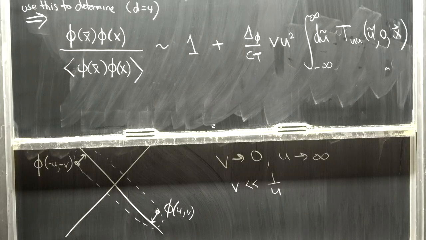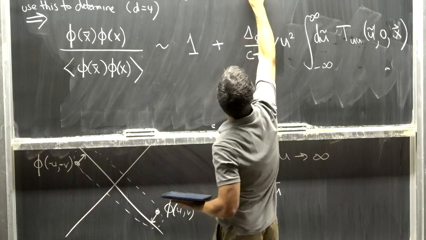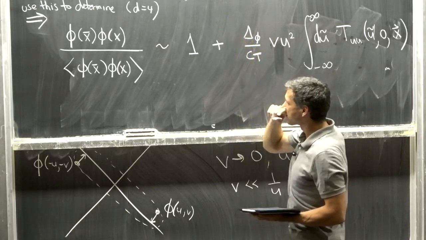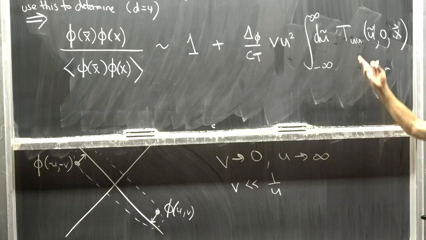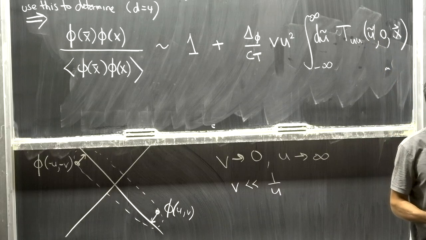Good, I didn't define C_T. C_T is the coefficient that shows up in the TT two-point function, and it's related to the anomalies, but that's just what we usually call it. Thank you. Other questions?